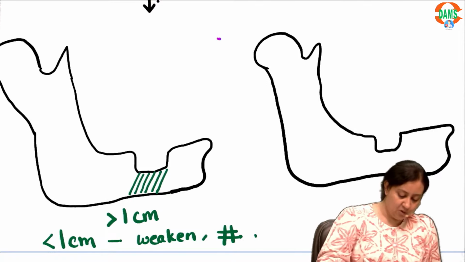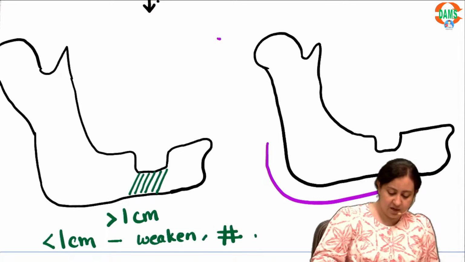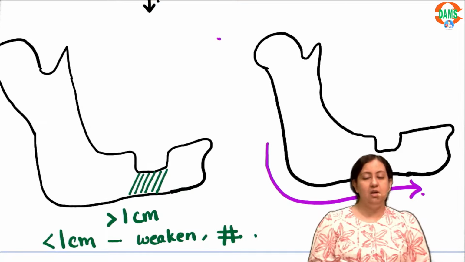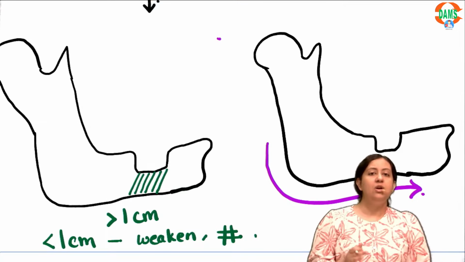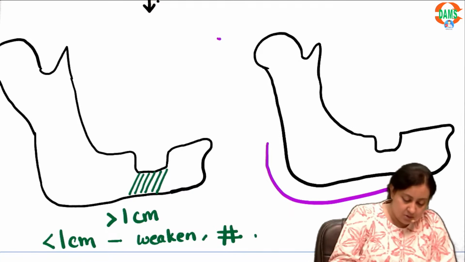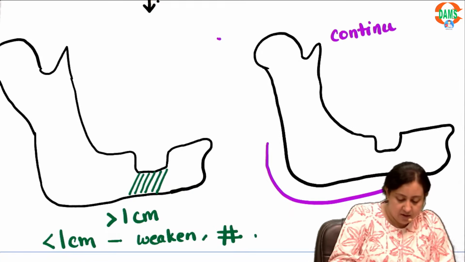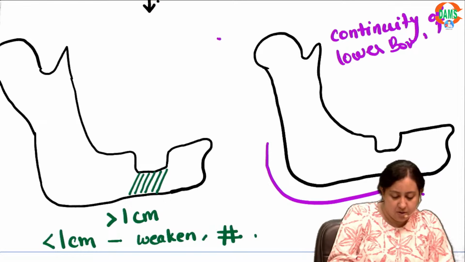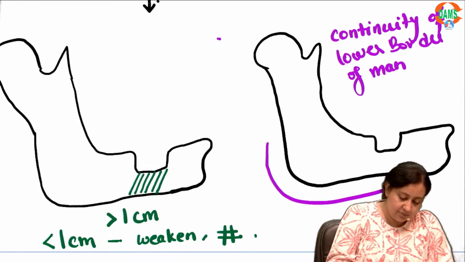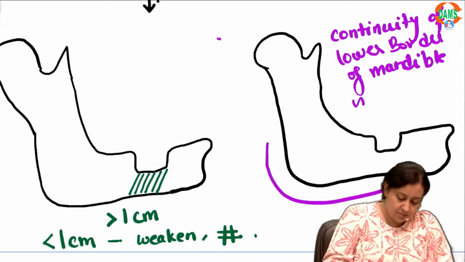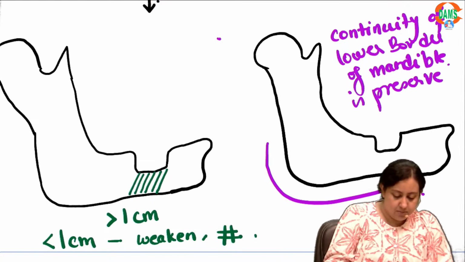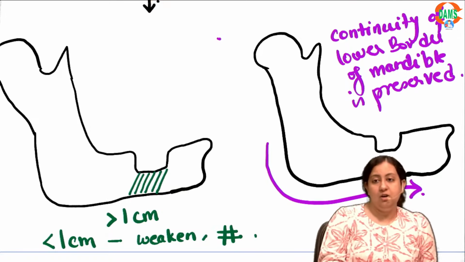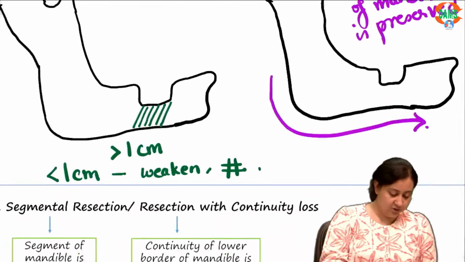So we have removed a block of bone, but if you see, the lower border is intact. The continuity of the lower border is intact. It is maintained. There is no disruption. There is no break in the continuity of the inferior border of the mandible. So I'll write it here. Continuity of lower border of mandible is preserved or is intact. Okay, so this is another important point that you have to remember in marginal resection.